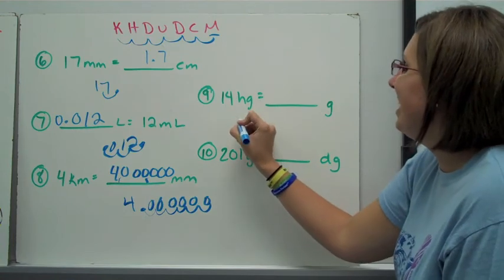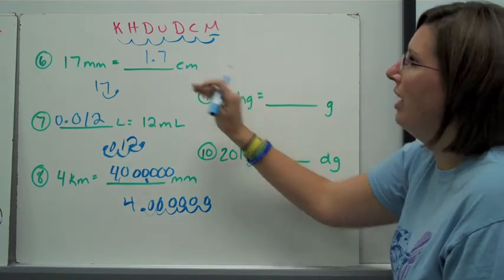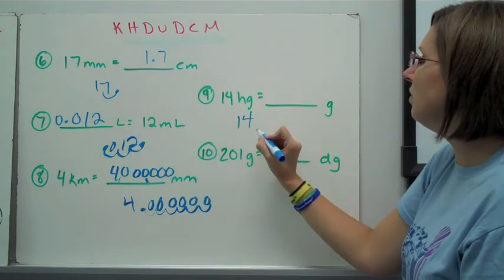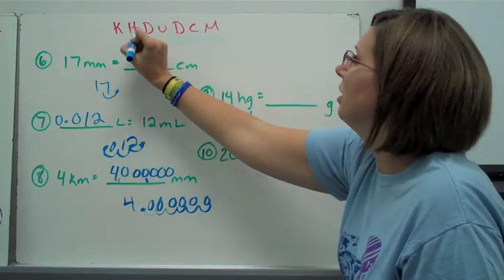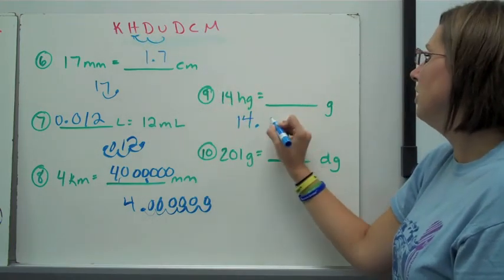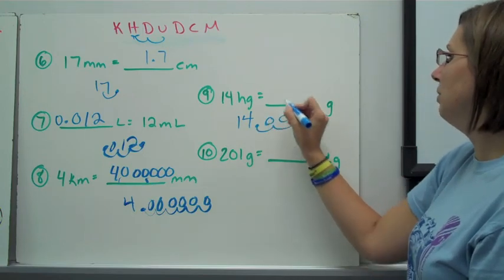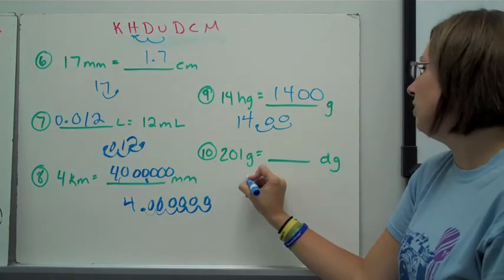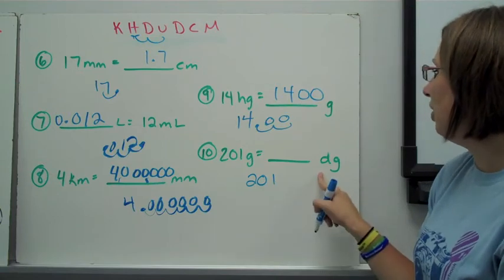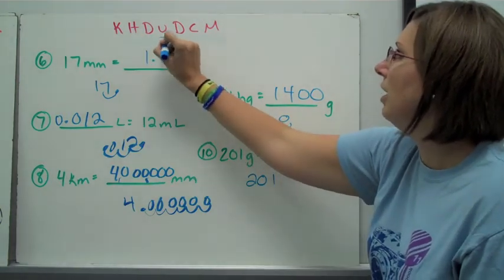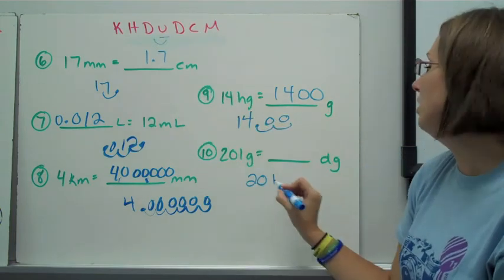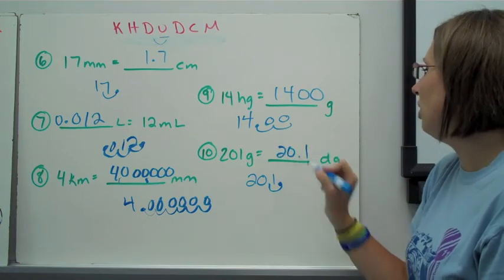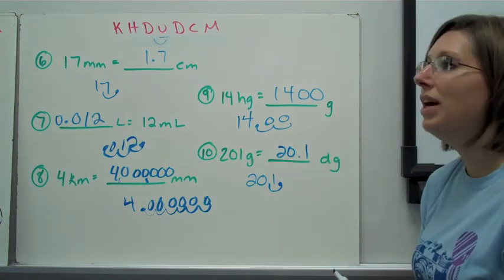If I've got 14 hectograms, and I don't really use hectograms a lot, but let's say we had 14 of them. I want to know how many grams that equals. Here's my starting place. I'm moving 2 units to the right. Oops. Fill in the gaps with zeros. 1,400 grams. And then the last one, 201 grams. And I want to go to decagrams. So I'm starting here with my unit of grams, and I just want to go to the deca. And I'm moving 1 to the left, so that's 20.1 decagrams.